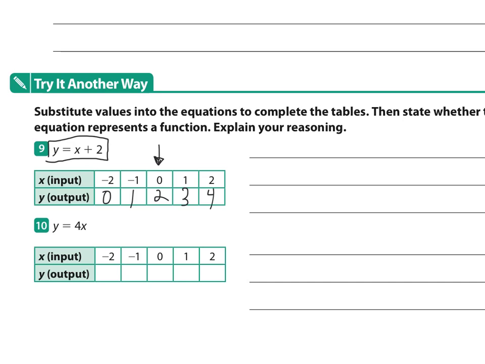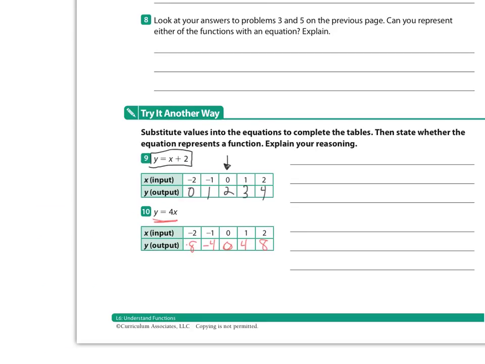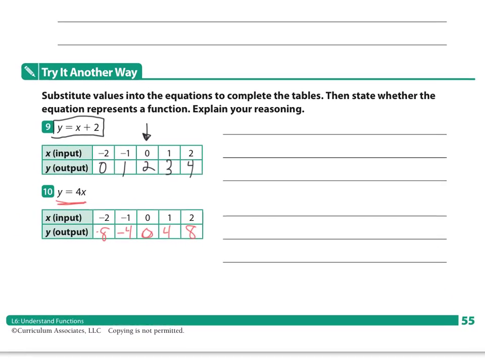Let's fill in the table on 10. Again, the function is y equals 4x. So again, I take my input, negative 2, multiply it by 4, I get negative 8. Here I get negative 1 times 4, negative 4. 0 times 4. All right, 1 times 4. And 2 times 4. Okay, so let's study those. If you want to pause the video, you can. In the meantime, we will answer these questions.